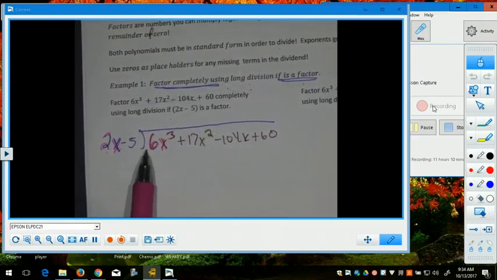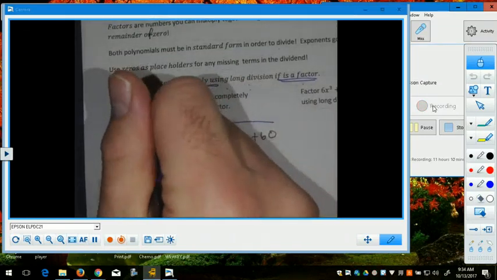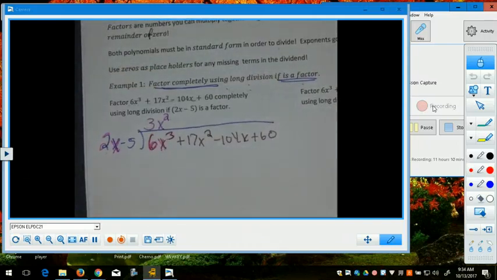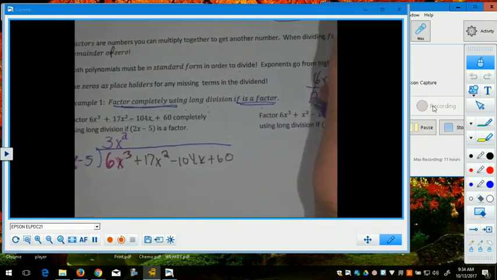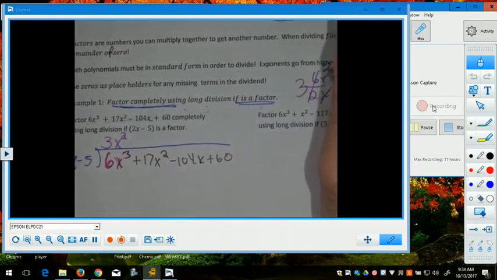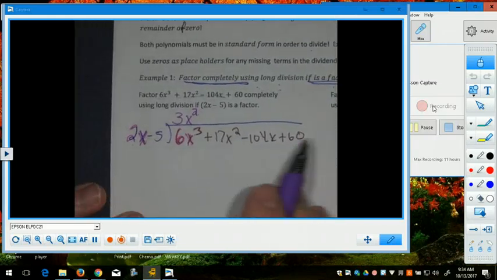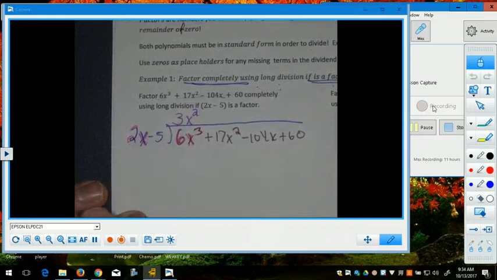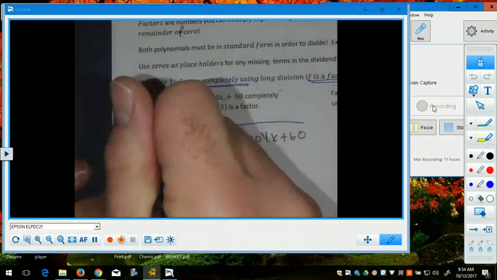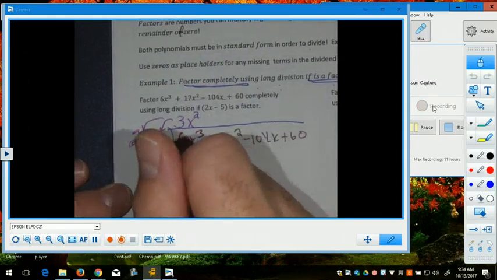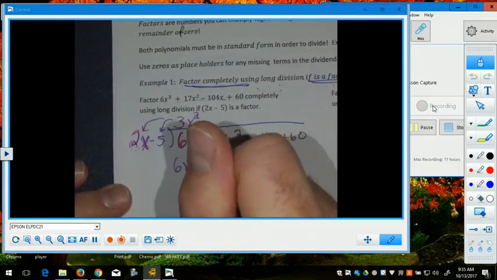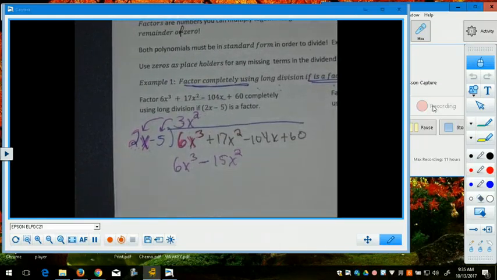2x times what will give us 6x cubed? 2x times 3x squared. Or you could actually write it out if you want. You could do 6x cubed divided by 2x. That's 3x squared. You can get it that way too. I prefer to think of it as what multiplies to this. Because in the end, I'm going to be multiplying it anyhow. I have to distribute this to both of these terms in the divisor, giving me 6x cubed minus 15x squared.